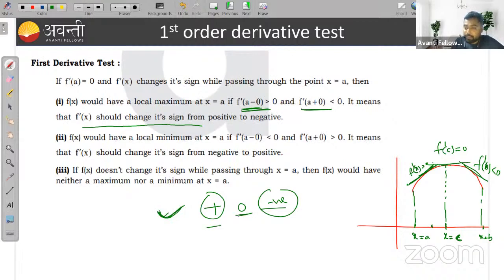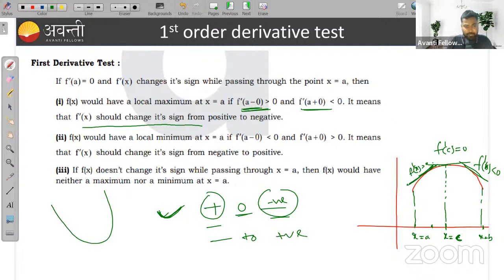Positive, then 0 at that point only, then after that point it should be negative. And for the local minimum, it must change its sign from negative to positive. Negative to positive. Yes, you can observe here.